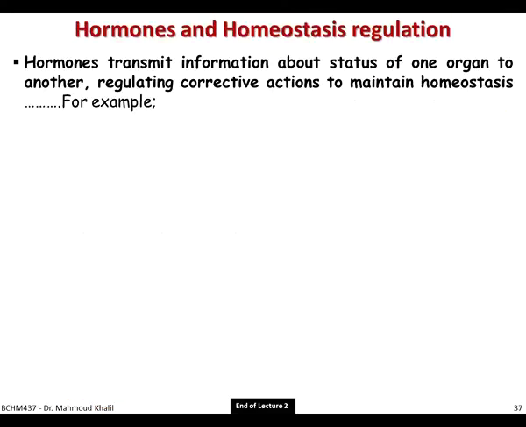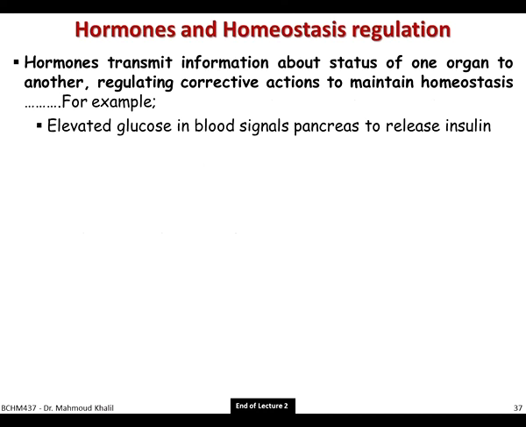In this last slide, we'll give a brief introduction about the hormones and homeostasis regulation. So hormones, as we understood now, transmit information about stages of one organ to another. So they regulate corrective action to maintain homeostasis. For example, when we have elevated glucose in our body, the pancreas will secrete insulin in order to lower this glucose amount in the blood. And this is a process of maintaining homeostasis.